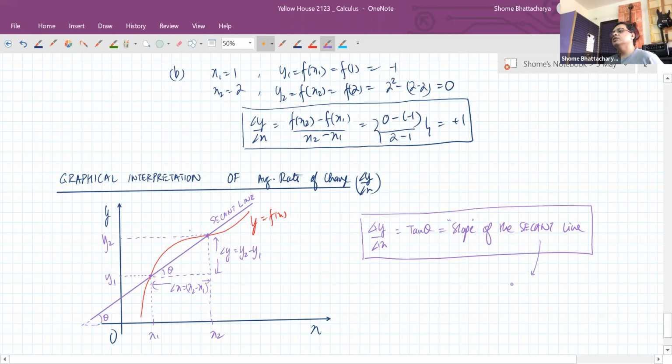And specifically, what is the secant line? The secant line is the straight line joining the 2 points x1, y1 and x2, y2 on the graph.